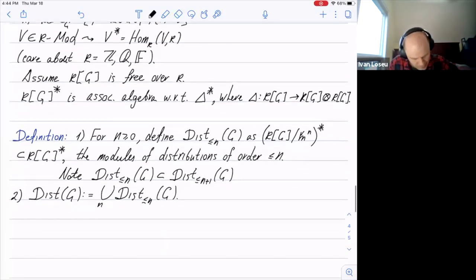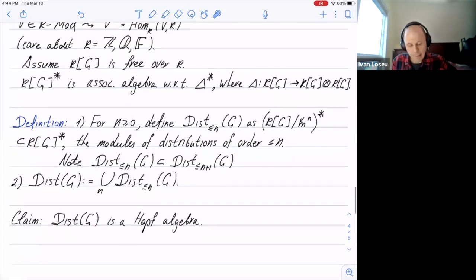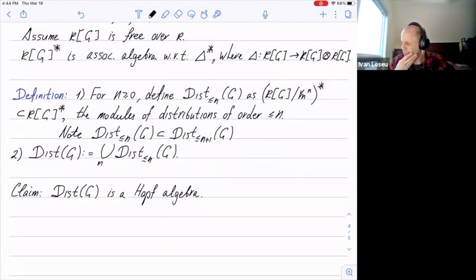Okay. So claim, so why we care, that in fact, Dist G is a Hopf algebra. So this full dual here is just an algebra. The coproduct doesn't make sense because of finiteness issues. But all the issues get resolved on Dist G. So I'm not going to prove this. Let me just give you a series of exercises.